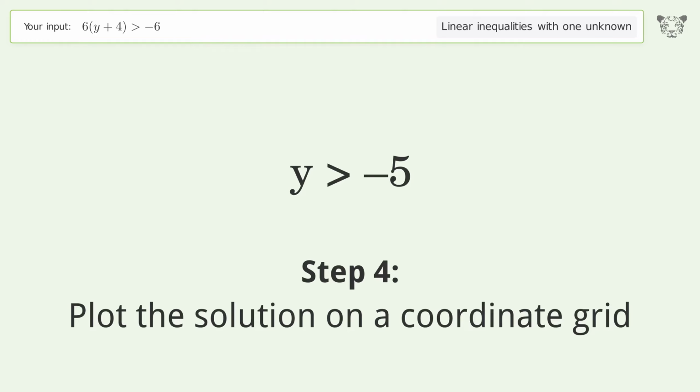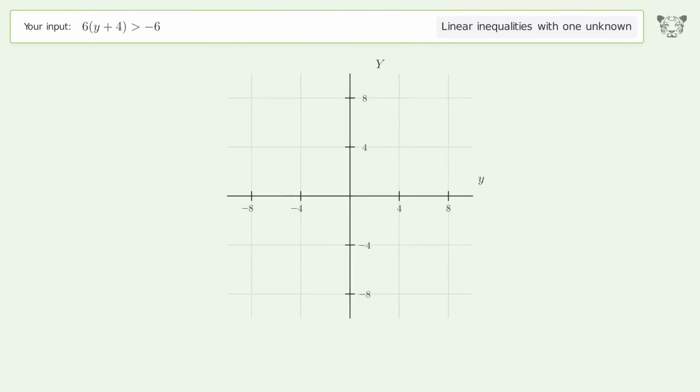Plot the solution on a coordinate grid. And so the final result is y greater than -5.